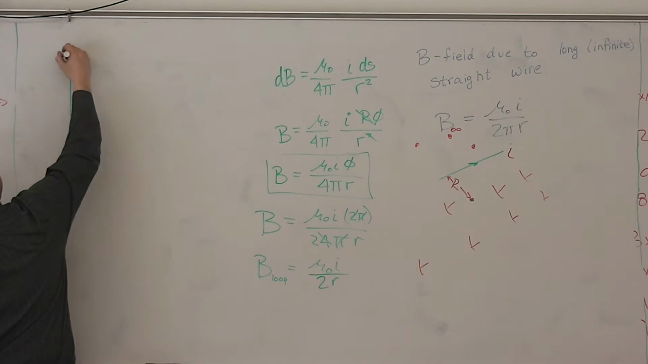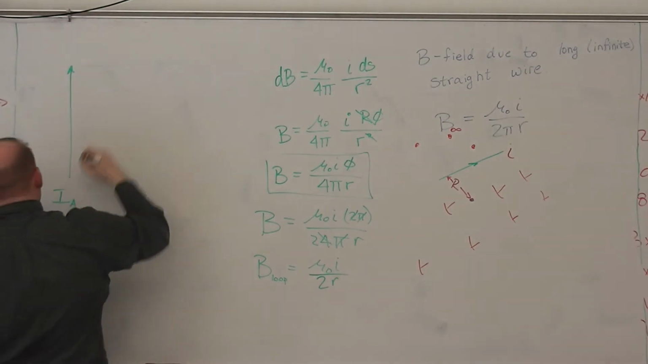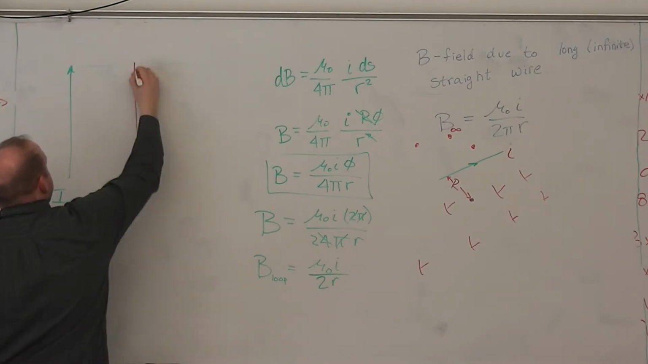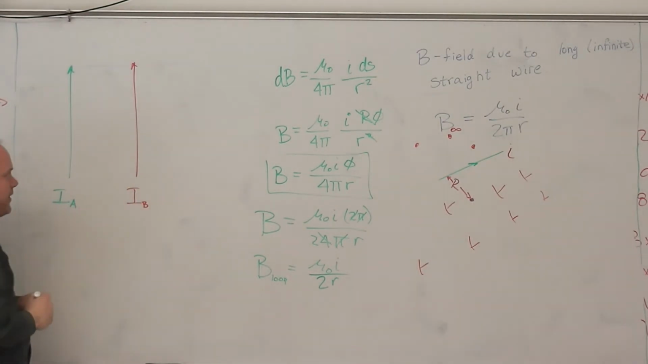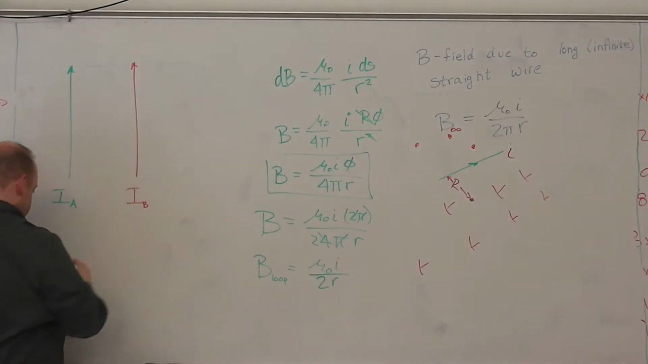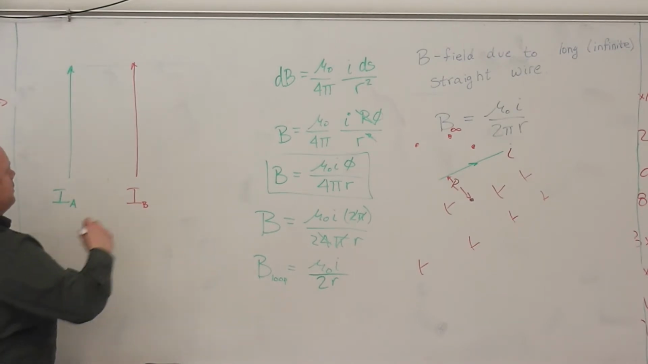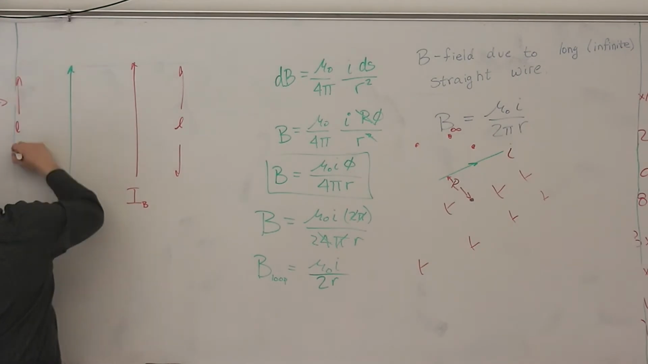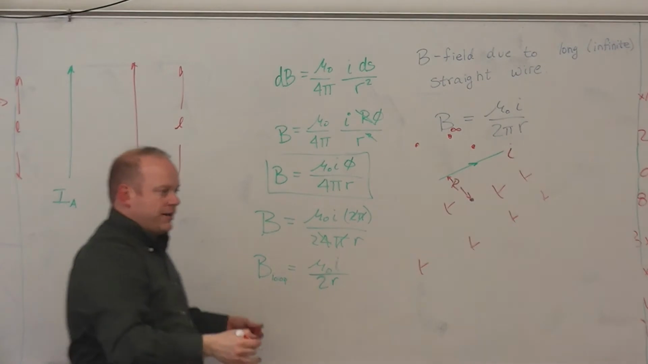I have a current, which I'll call A here, and a current B here. Each of these has whatever weight it has. L is going to be the same for both. Each of these will create a magnetic field. Current creates a magnetic field.